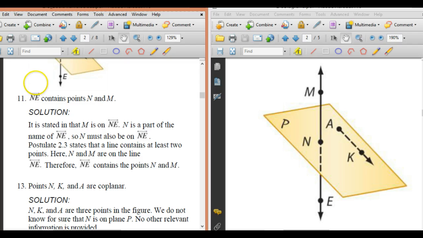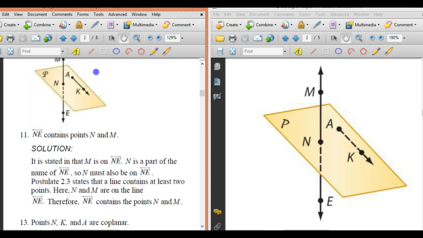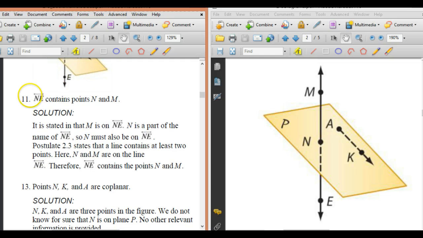So in the solution it says it is stated that M is on line NE. So that's in our directions. M is on NE. N is part of the name of line NE, so N must also be on line NE. So we now know that M and N are on this line. Postulate 2.3 states that a line contains at least 2 points. So line NE contains points N and M. So here, N and M are on line NE, therefore line NE contains the points N and M.